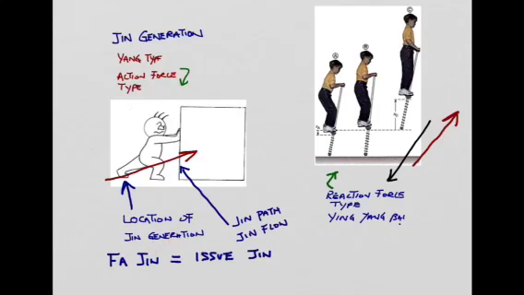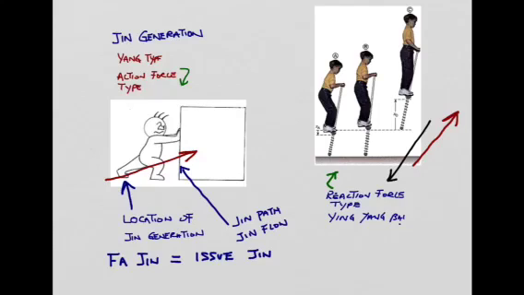Or where is the source or the root of the Jing generation? And then you need to know the Jing path, which path the Jing flow will take, and then of course the Jing flow or the force flow. So you need to know these 3 things in order to do a Fa Jing.